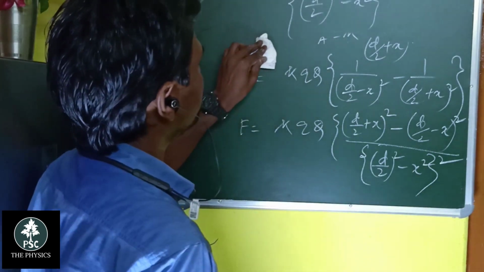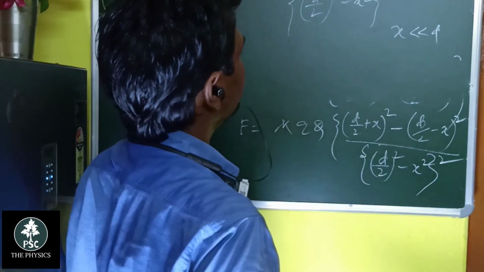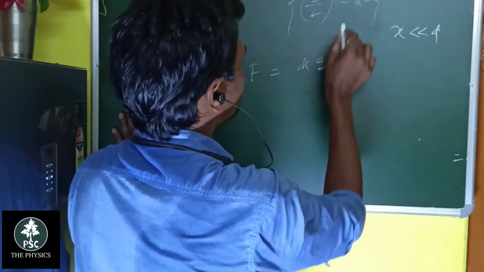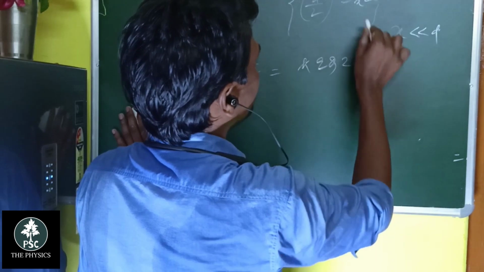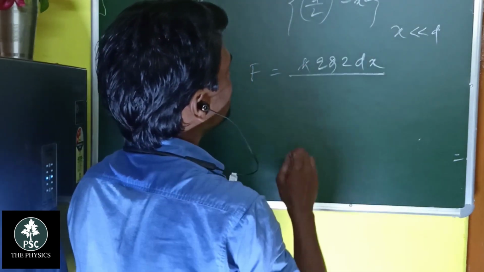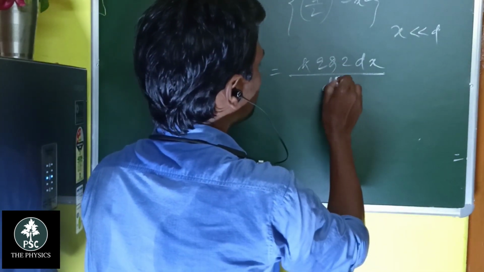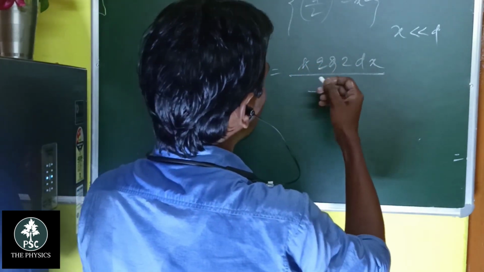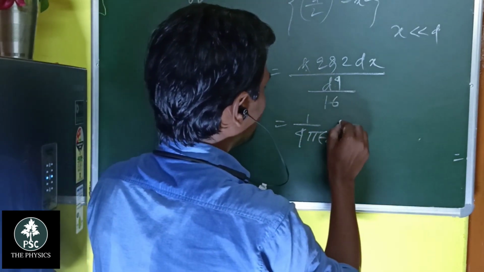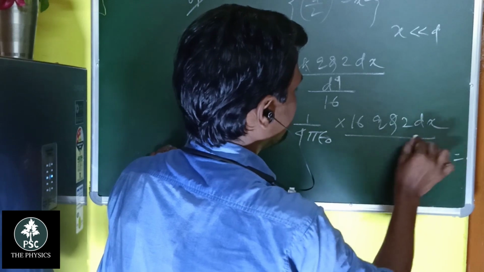And if I take into account that x is much less than d, then you have to neglect this x square. So the force becomes kappa into small q capital Q into 2dx. The 2 cancels, and here it is d. So 2dx divided by, when x square is negligible, (d by 2) whole square and then squared. So d to the power 4 by 2 to the 4, which is 16. So kappa here is 1 by 4 pi epsilon naught, and this is 1 by 4 pi epsilon naught into 16, and then small q capital Q 2dx by d to the power of 4.